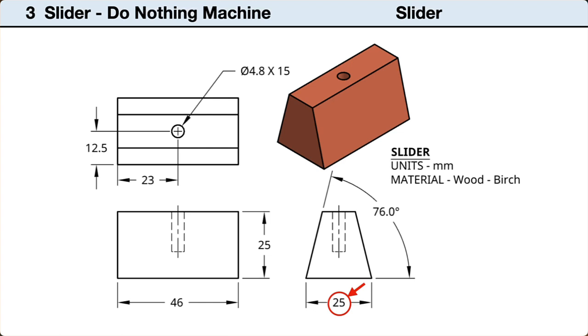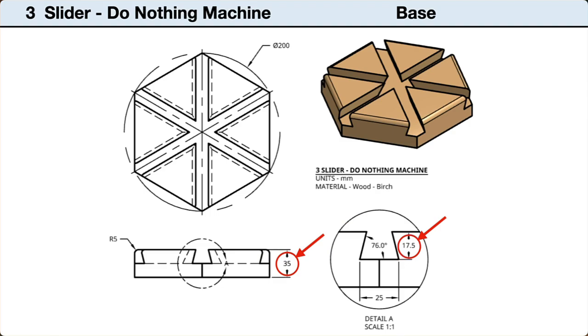At the bottom, it has a width of 25 millimeters. The sides are sloped inward at an angle of 76 degrees. The total height is 25 millimeters. The bottom of the slot is centered in the middle of the base.